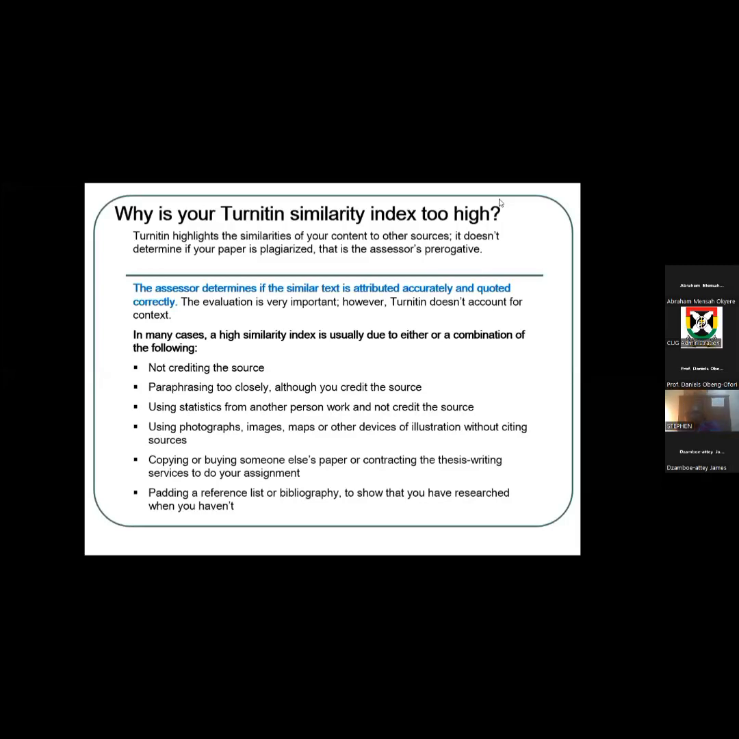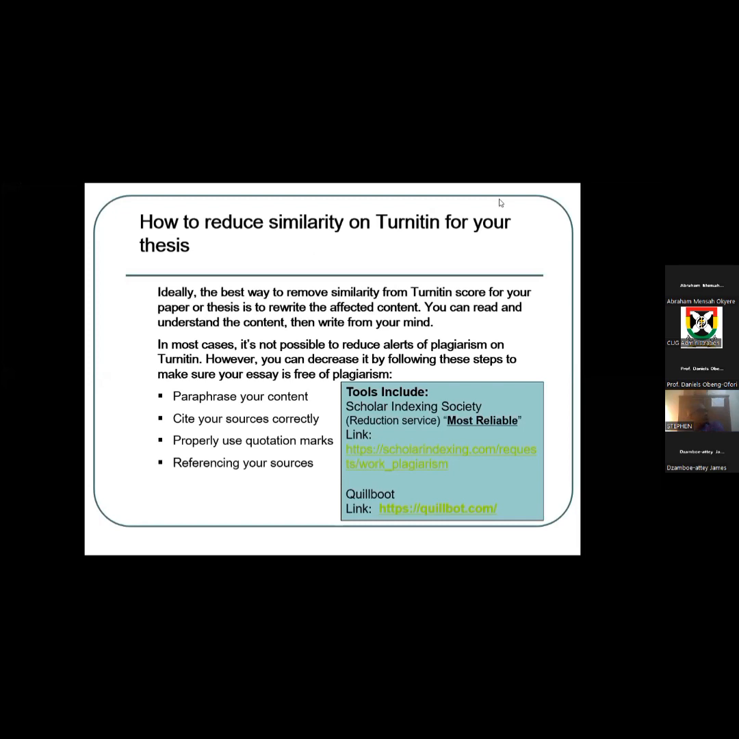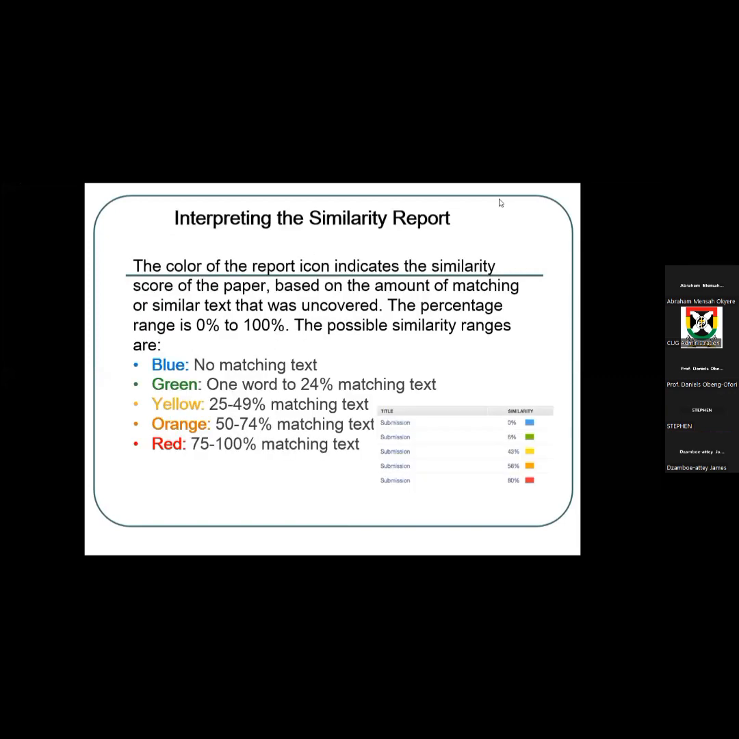It's very important. So how do you remove it? Miracle will take you through how to remove this. Proper paraphrasing. You have to cite your sources correctly, use quotation marks properly, and then references. How to write your references is very, very important. So you find that they are using what?